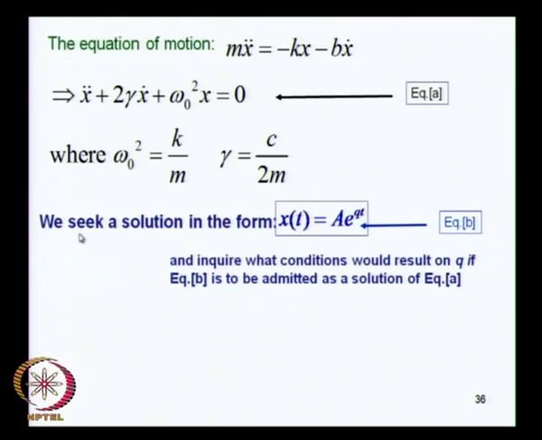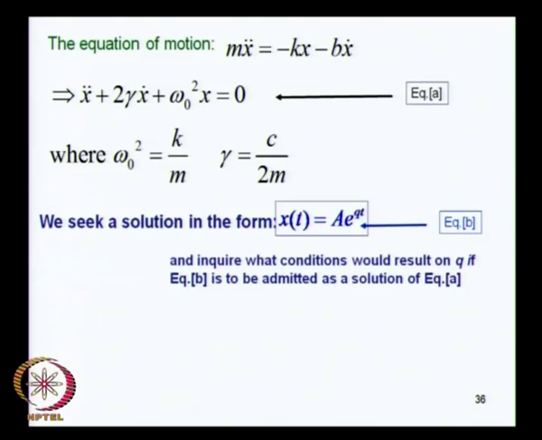Now note the expression here, we seek a solution in this form, which is a e to the power qt, where q is the independent degree of freedom, and then we ask the question, what conditions would result on q, which is what we are trying to determine, because the description of q and q dot as time evolves is what we are after. That is our mechanical problem, right. We are asking what conditions will result on q and q dot if such a form is admitted as a solution.